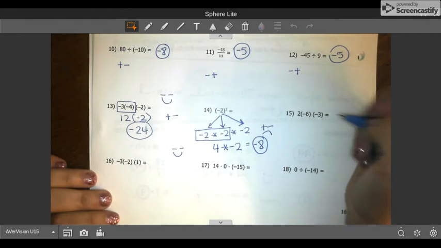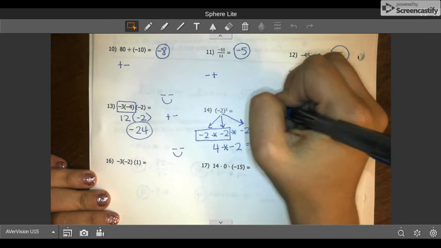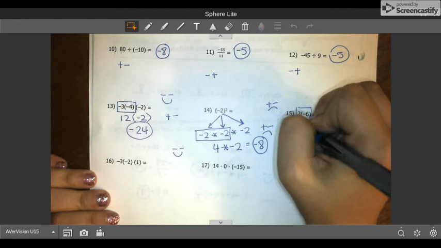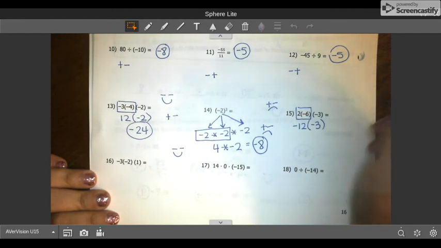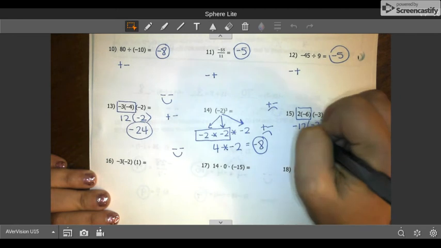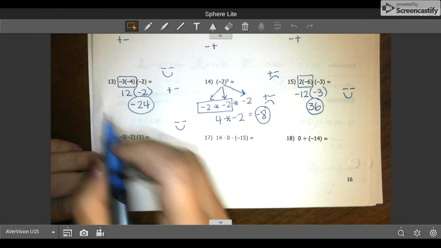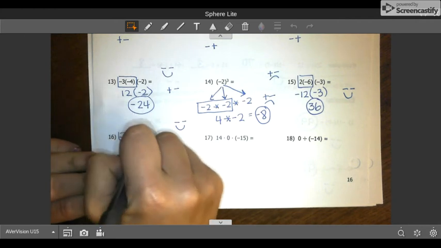Okay, I'm going to do the same thing over here. 2 times negative 6 is a positive 2 times a negative 6, which is a negative 12. And I'm going to take that negative 12 and multiply it by negative 3. A negative times a negative is a positive, so that's positive 36. All right. Negative times negative is a positive 6. Positive 6 times 1 is 6.